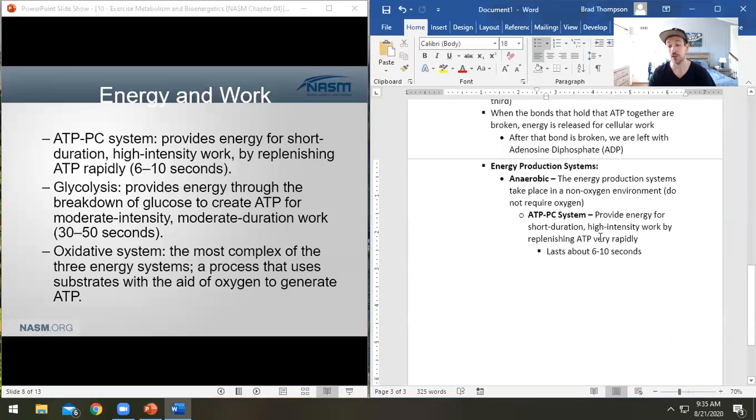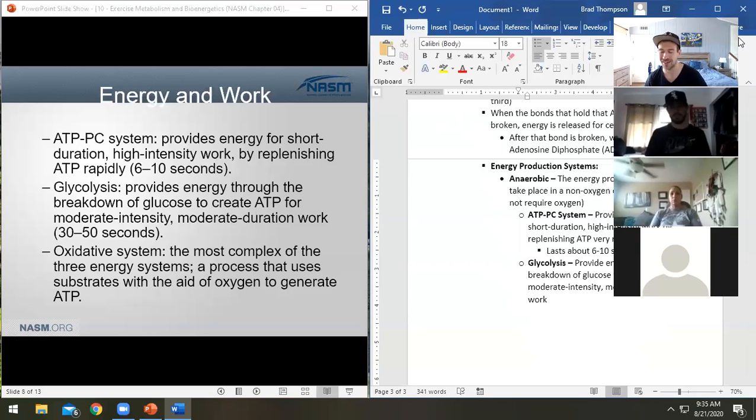So that's the first part of our anaerobic metabolism. That's the new one. Then we've got glycolysis, right? And glycolysis is going to provide energy through the breakdown of glucose to create ATP for moderate intensity, moderate duration work.